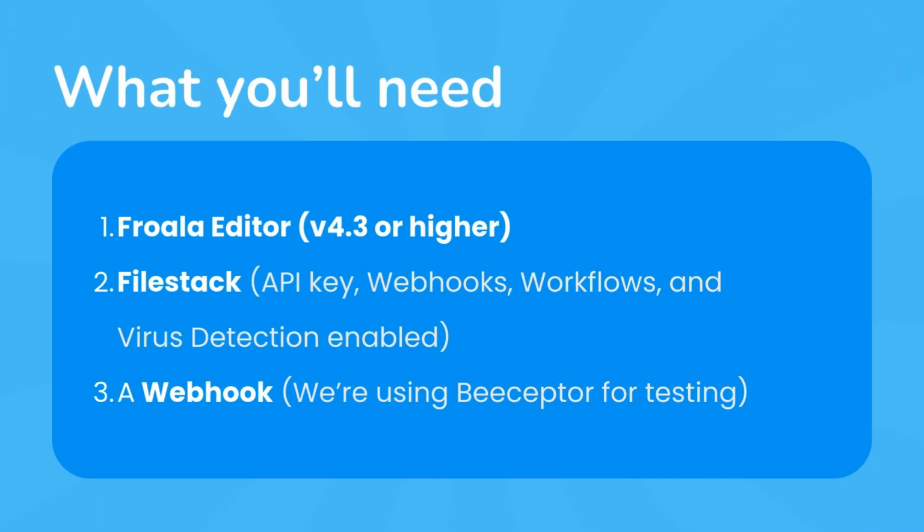We'll start simple. I already have Froala running on a basic React app. Since our Froala editor's version is higher than 4.3, the Filestack picker is already built into the editor. That means that we don't have to manually get Filestack. You only need an active account with an API key and access to workflows, webhooks, and virus detection. Regarding bScepter, it's a mock API endpoint that we'll use to receive workflow results. In production, you'd point this webhook to your own backend, but for testing, bScepter gives us quick feedback without any setup overhead. Now, let's get to the fun part.